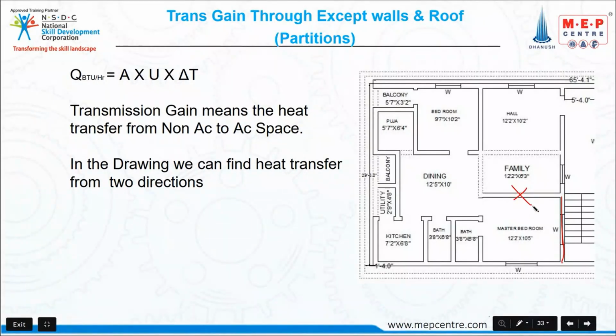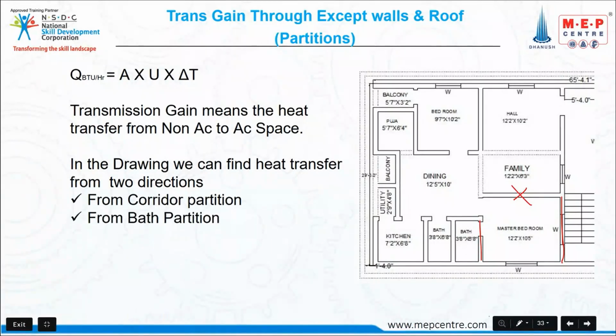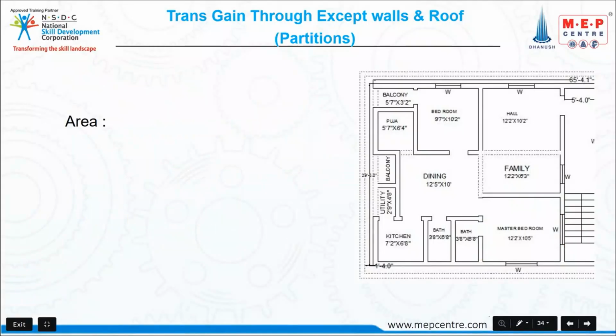As we are calculating the family room as air conditioning, we are not taking this. As well as we are calculating only this bathroom. So bath wall partition, sorry. This is in between non-AC space to AC space. So from corridor partition, from bathroom partition, we are considering.